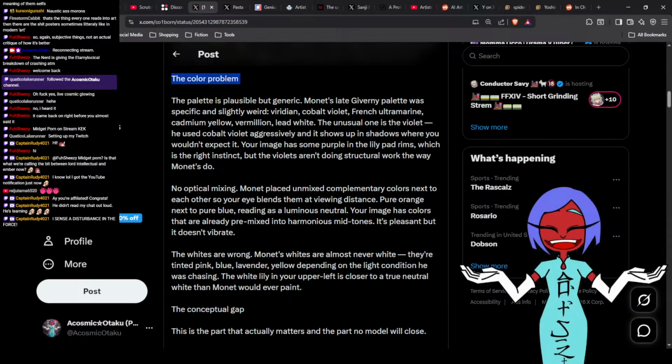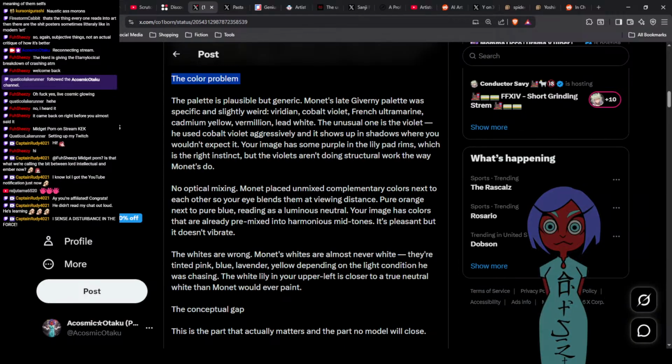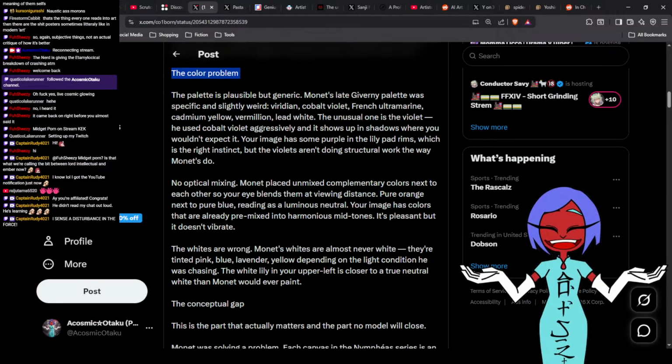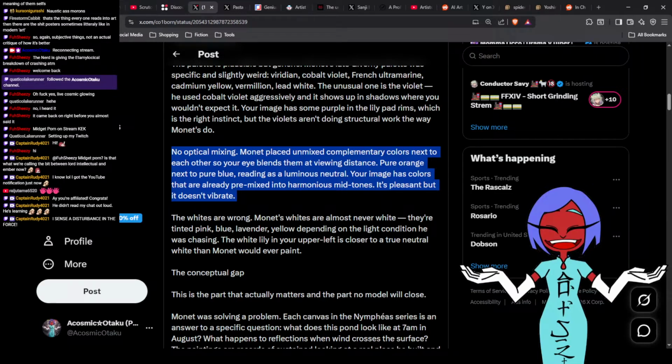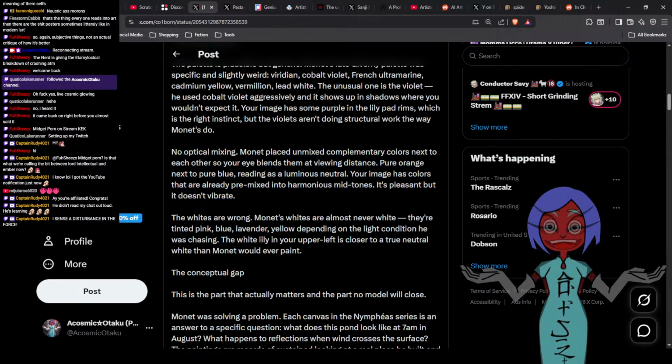A lot of this is vacuous gas, as we can tell. Anyway, no optical mixing. Monet placed unmixed complementary colors next to each other, so your eye blends them at viewing distance. Pure orange next to pure blue, reading as a luminous neutral. Your image has colors that are already pre-mixed into harmonious midtones. It's pleasant, but doesn't vibrate.